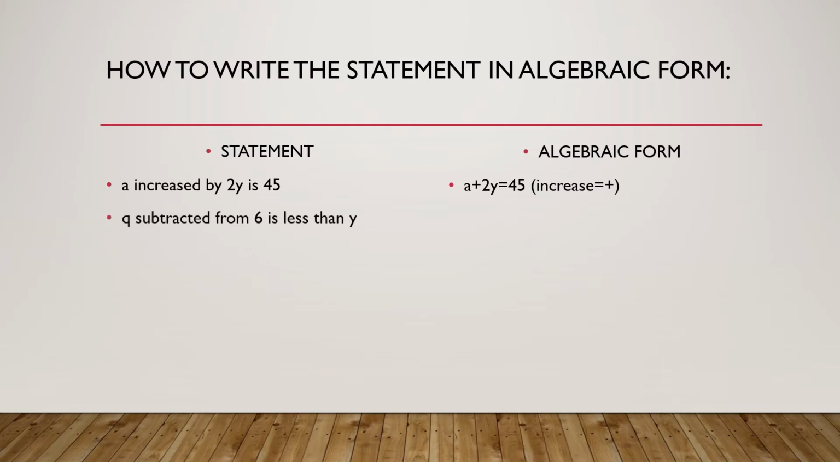Next, let's take another example. Q subtracted from 6 is less than y. Here most of them make a mistake. Q subtracted from 6. From 6 we are removing Q. So it should be 6 minus Q, not Q minus 6, because from 6 we are removing this Q variable.